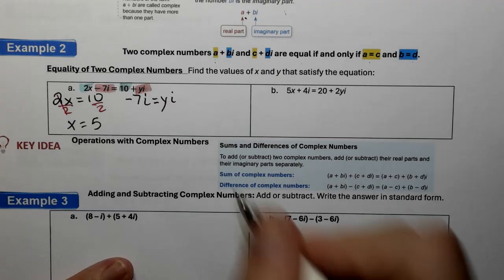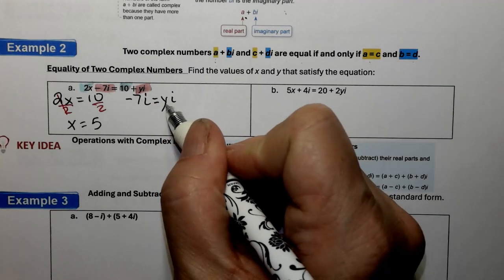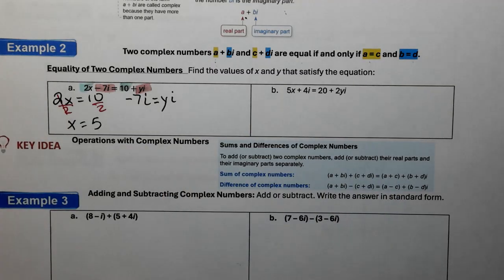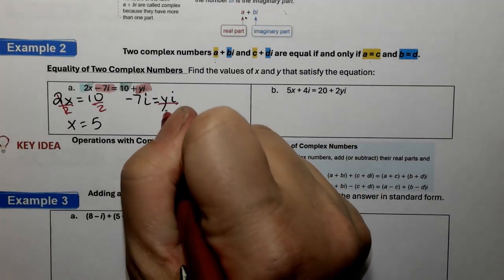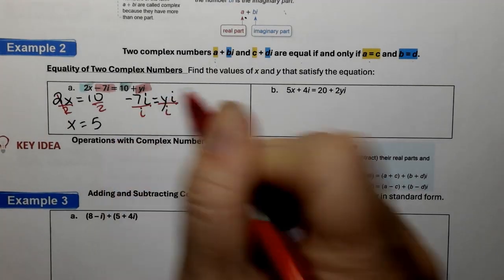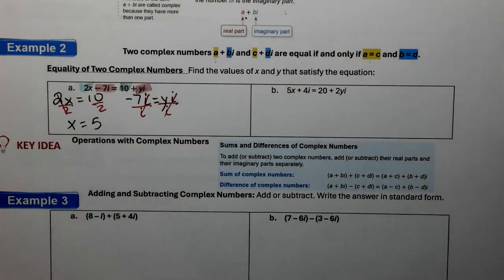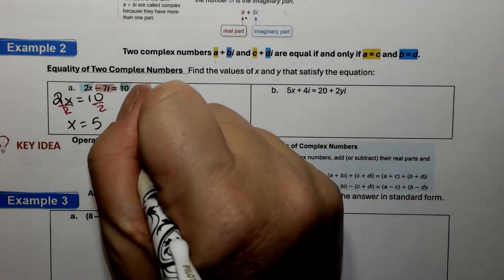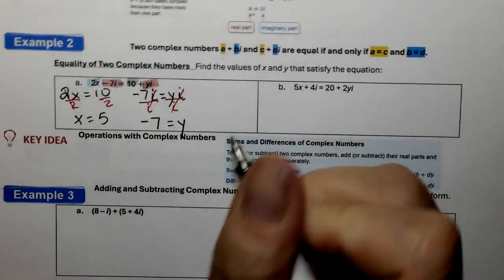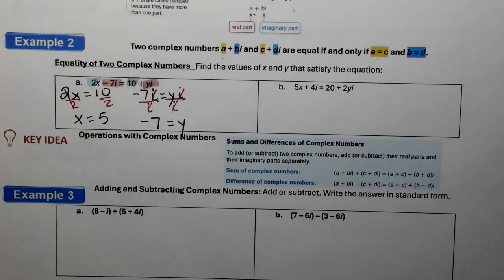That's all you have to do for that part. So here we want y by itself. So how do we get rid of i? Same way you would anything else that's being multiplied. You divide by i. So these i's cancel out, but these i's also cancel out. So we are left with negative 7 equals y. And those are our answers.